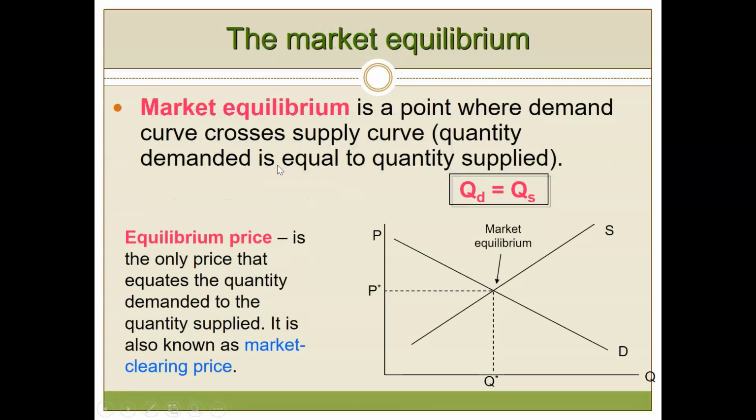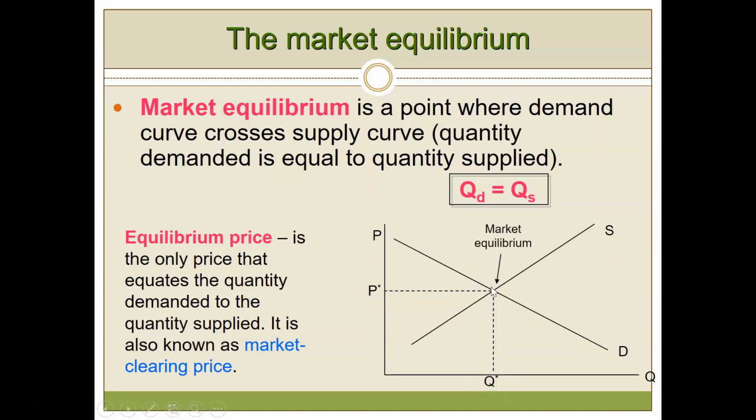First concept which we need to cover is market equilibrium. Market equilibrium is simply a point where demand curve crosses supply. So this will be a point where these 2 curves cross, and this will determine equilibrium price, which we normally label as P star in economics, and equilibrium quantity, Q star.